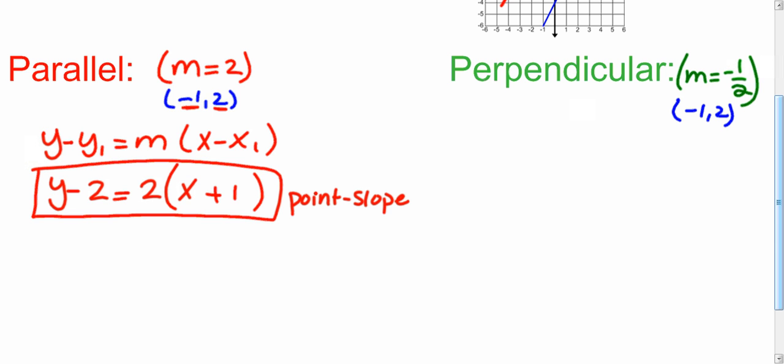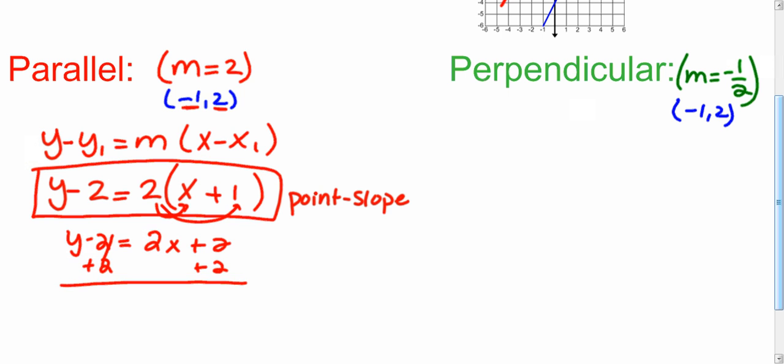And then I can distribute that 2 through so that I can get this into all three forms too. So if I distribute the 2 through the parentheses, I will have 2x, and then 2 times 1 is 2. And then I will add the 2 over. And I will have y equals 2x plus 4. There's my equation in slope-intercept form.